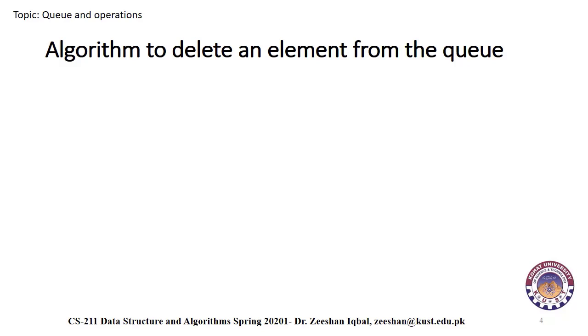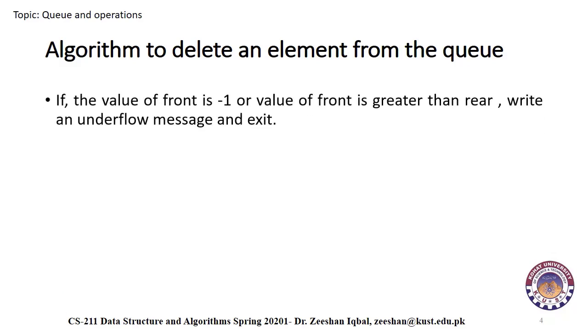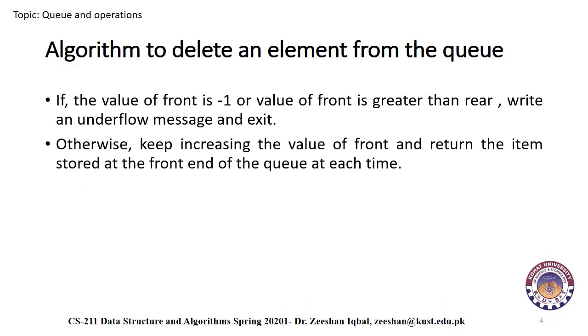Algorithm to delete an element from a queue. First of all, we have to check if the value of front is -1, which indicates that there is no value in the queue, or if the value of front is greater than rear. Similarly, we have to write an underflow message and exit. Otherwise, we have to keep increasing the value of front and return the item stored at the front end of the queue each time.